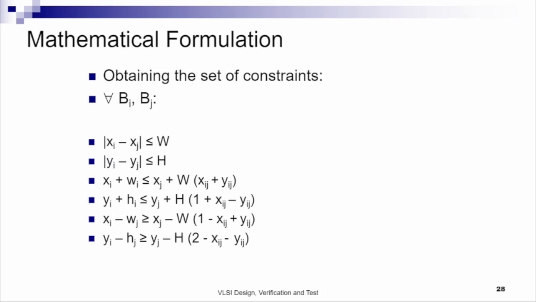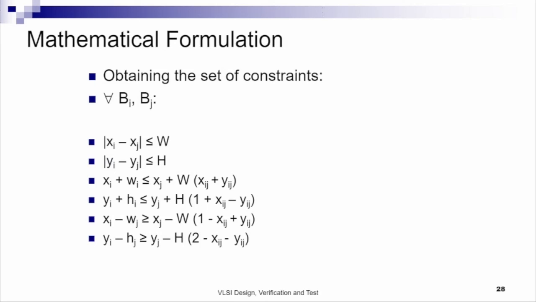Now, how do we write the other four overlapping constraints? We said that at least one of the constraints needs to be true, and the other constraints need to be trivially true. We will see how we will achieve this. So xi plus wi less than or equal to xj plus capital W into xij plus yij. We said that when bj is on the right of bi, then xij, yij equals 0, 0.